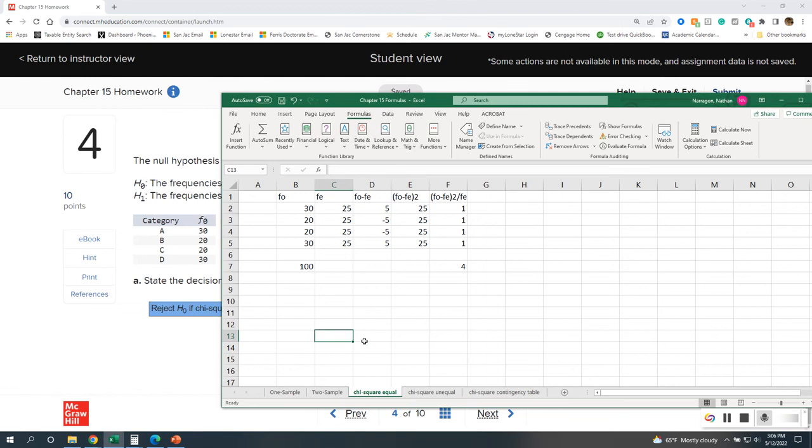So here's my observations. Here's my expected. Remember, we have to take observations minus our expectation. Then we have to square it. And then we divide it by our expectation. Okay, then add it all together.